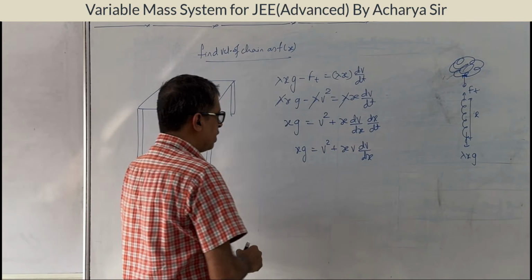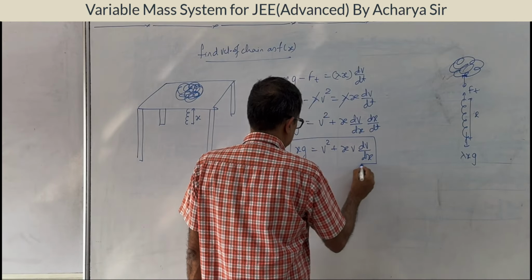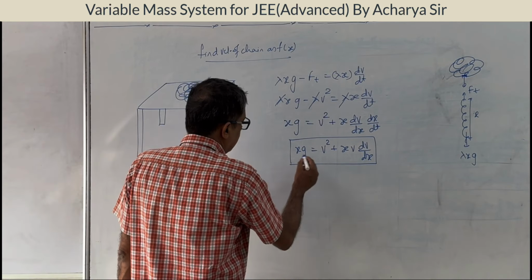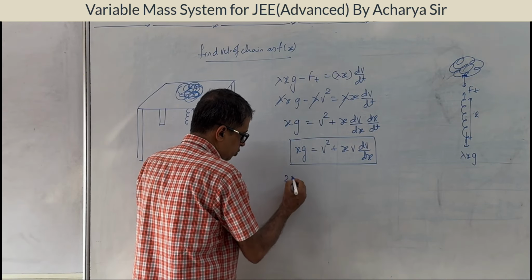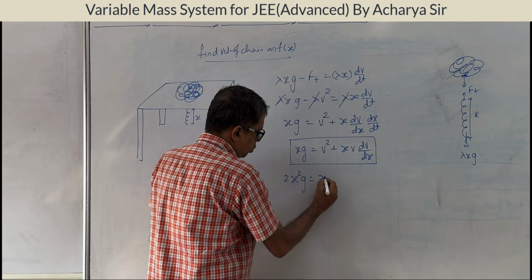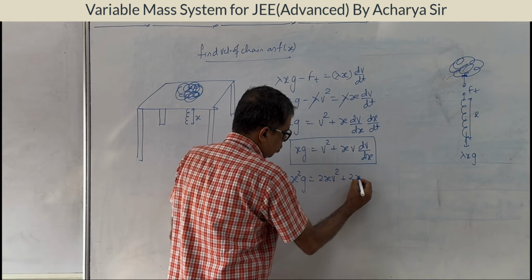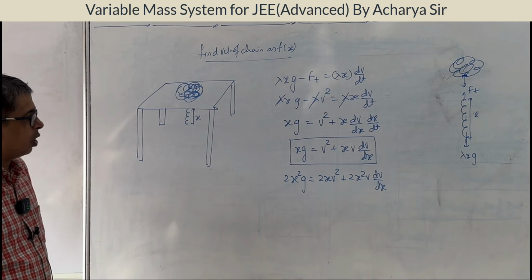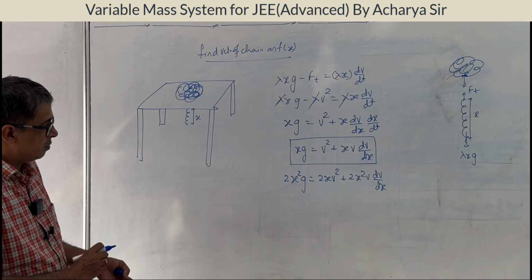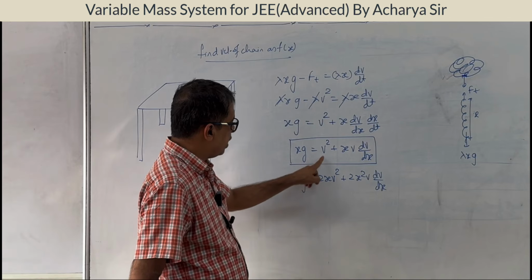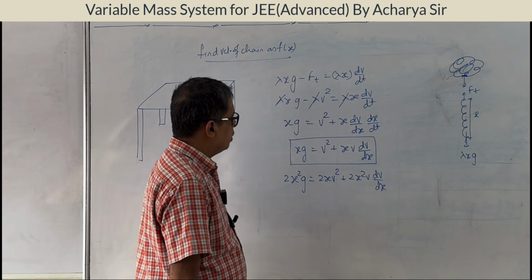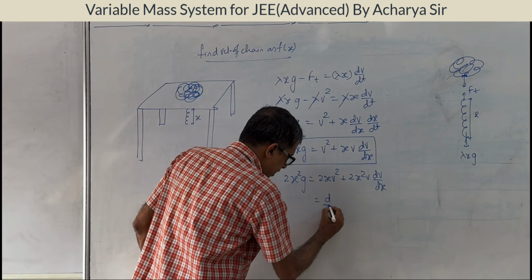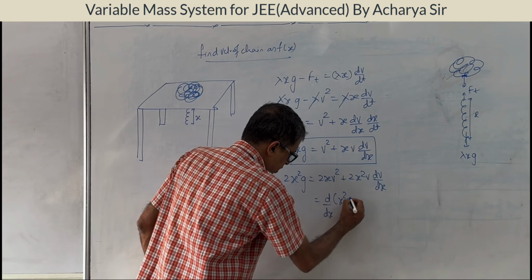It is just one equation. Now listen, multiply all throughout by 2x. 2x v square, 2x square v dv by dx. You multiplied all throughout by 2x. So this is 2x square g, 2x v square, 2x square v dv by dx. Can I write the right hand side as d by dx of x square v square?